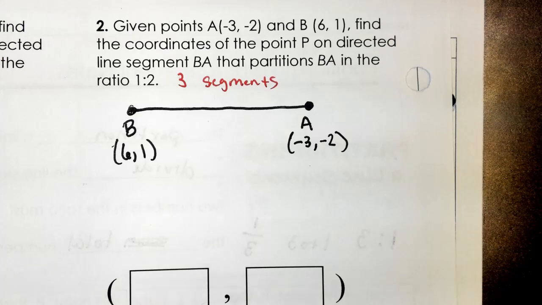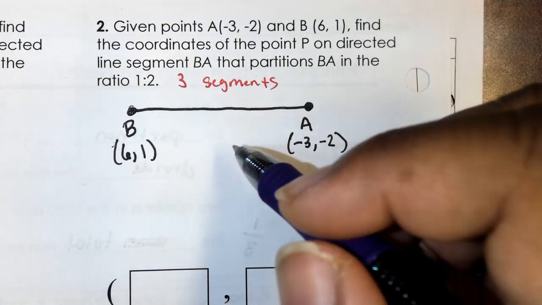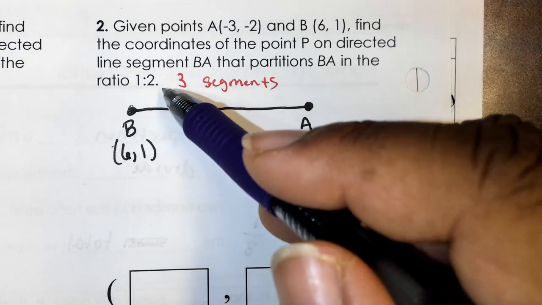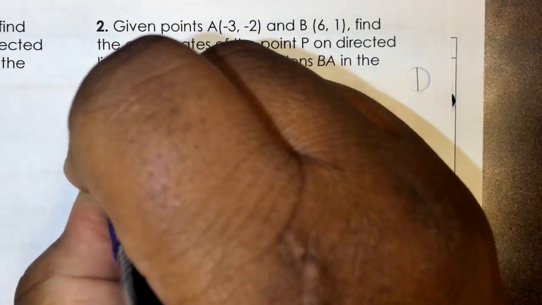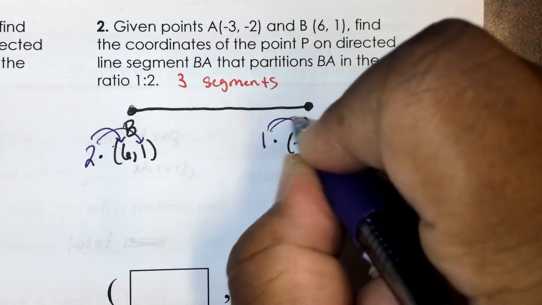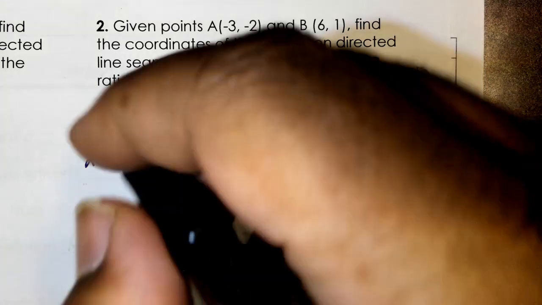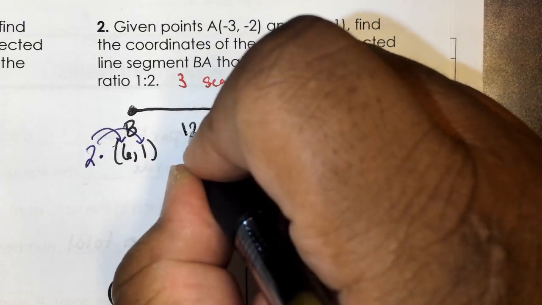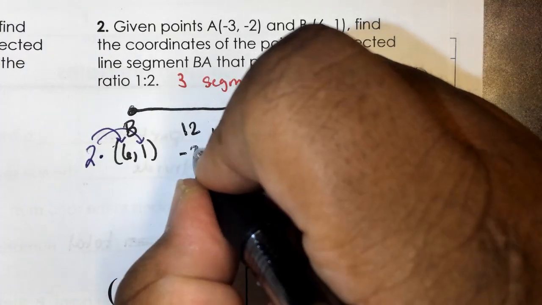After I draw my segment correctly based on how they named it, then I'm going to apply my ratio correctly. Number in the back goes to the front. 2 goes to the front coordinate here. 1 goes to this coordinate. Doing the math after I apply it correctly: 2 times 6, 12. 2 times 1 is 2. Over here we're multiplying by 1. It's going to be the same numbers.